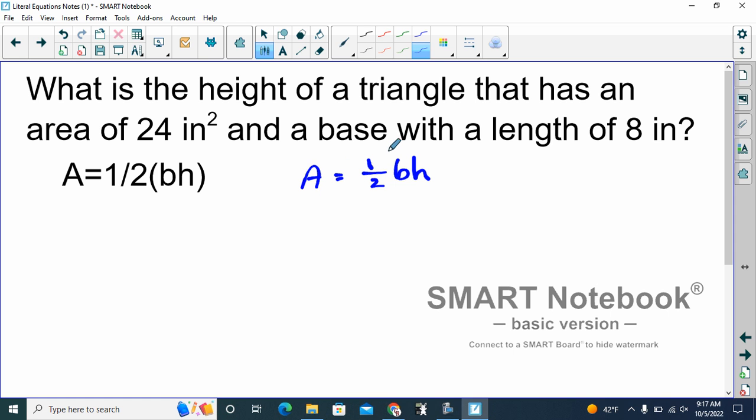So what we're going to do is plug in numbers for the things we know. It tells us that the area is 24 square inches. So we're going to go to our formula and replace the area with 24. That is the area of the triangle. And it also tells us that the base of the triangle is 8 inches. So I am going to replace the base with 8.